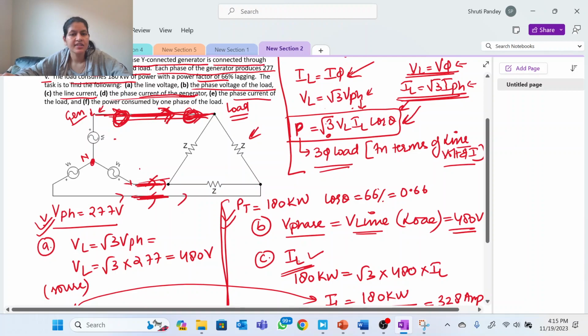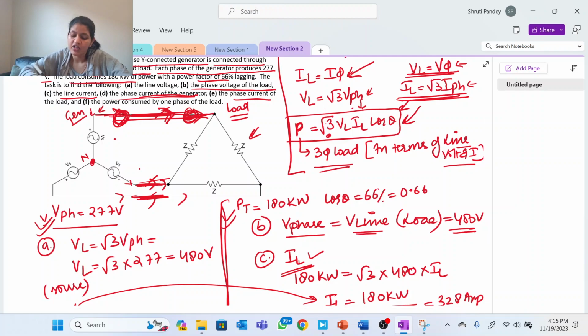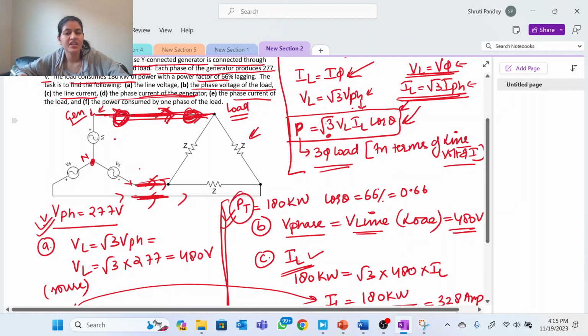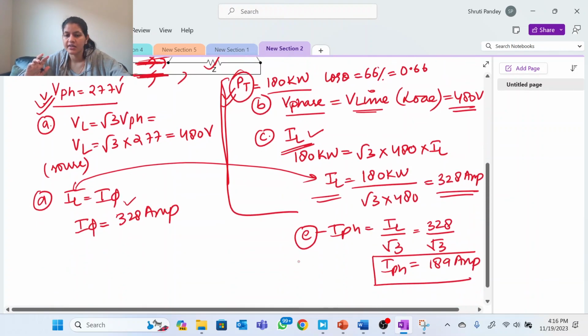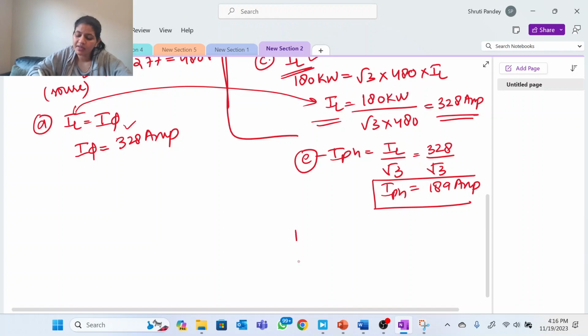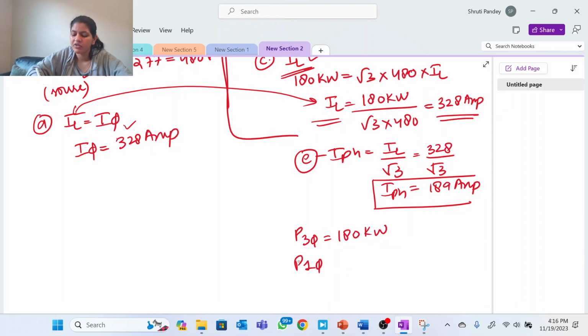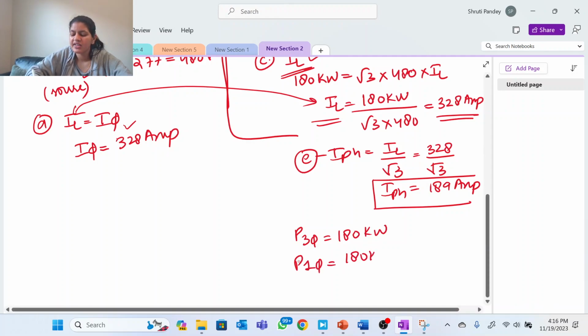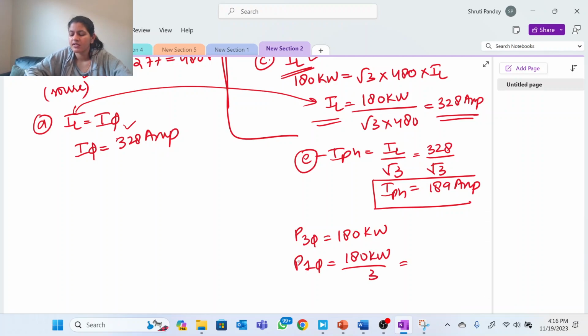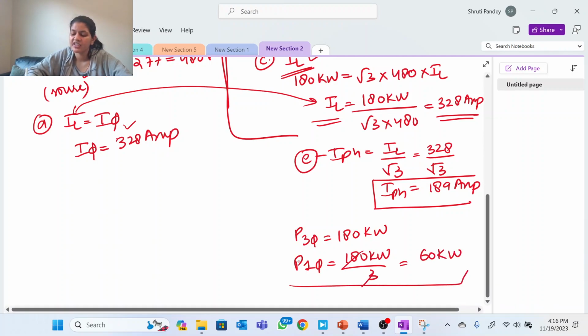Okay, now what's the last thing? The power consumed by one phase of the load. So the total power is given in the question, 180 kilowatt. Total power means power consumed by all the three loads is given, right? So if all three phase power is given as 180 kilowatt and they are asking for the power of a single phase, it will be 180 kilowatt divided by 3. That will be 60 kilowatt. So this is single phase power.